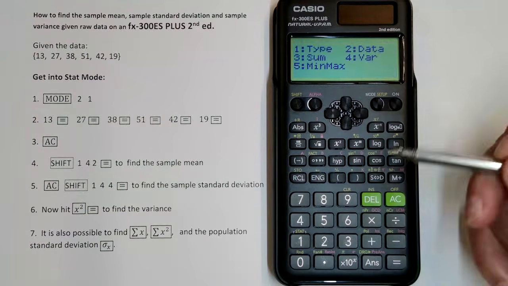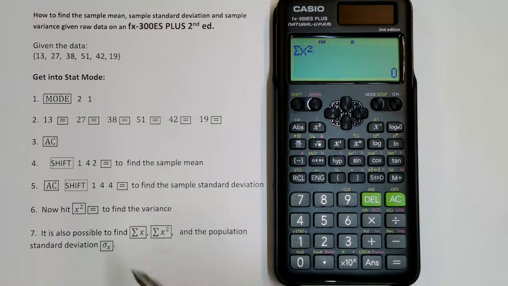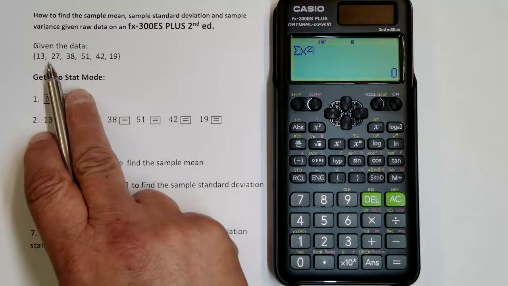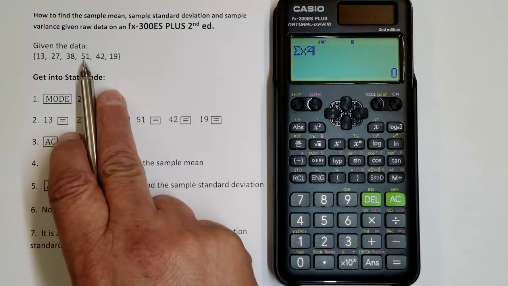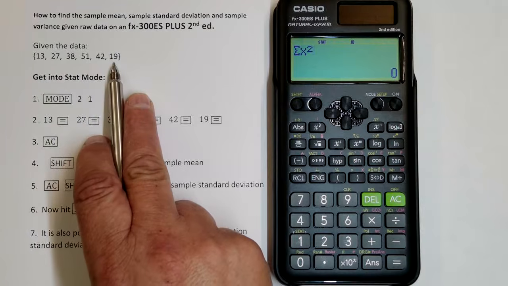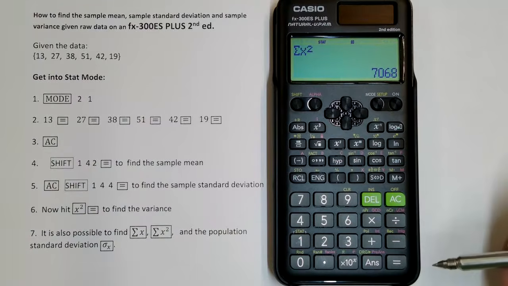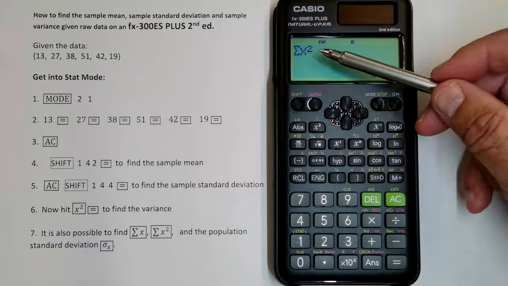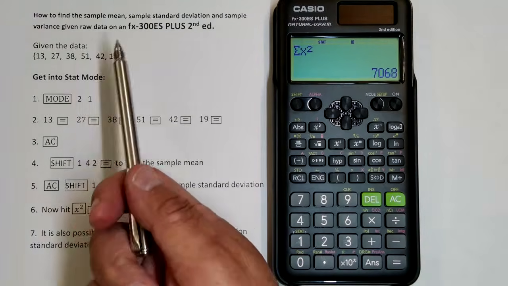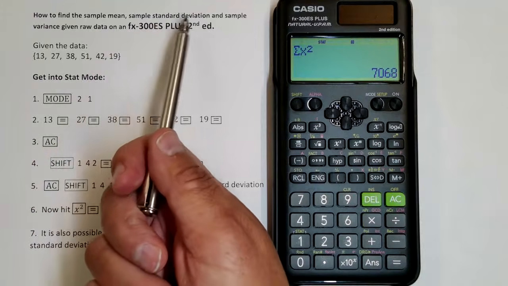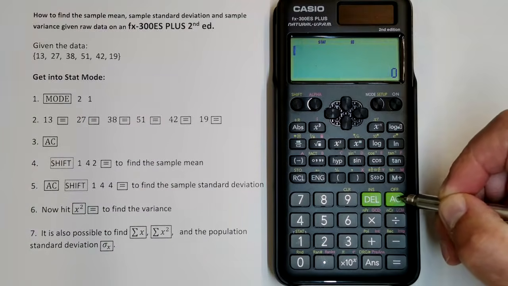Then shift stat 1, number 3, and the sum of x squareds tells me 13 squared plus 27 squared plus 38 squared, meaning multiply each by itself, plus 51 squared plus 42 squared plus 19 squared. What that equals is 7,068. Now this number, the sum of x, and n are needed if you're going to figure out these values, the sample mean, sample standard deviation, and sample variance, by hand.